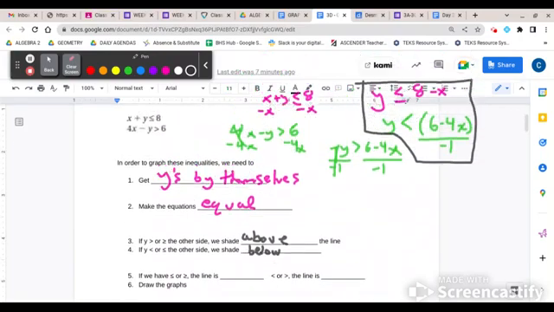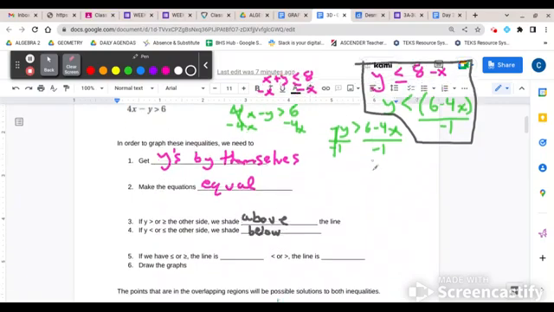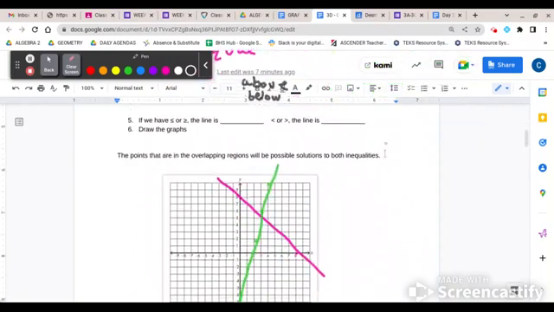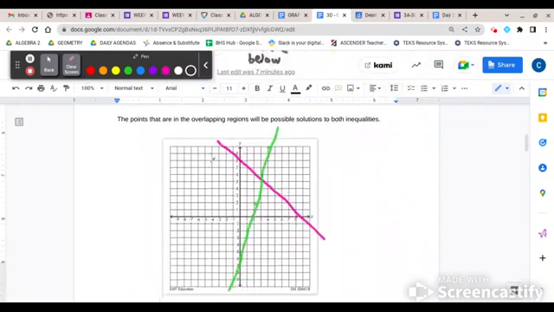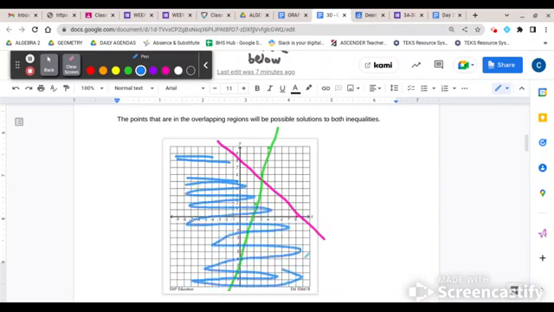So here we have y is less than or equal to 8 minus x. Since y is less than or equal to 8 minus x, we're going to shade below that pink line. I'm going to do that in blue. So anywhere below this pink line is going to fit that inequality right there.